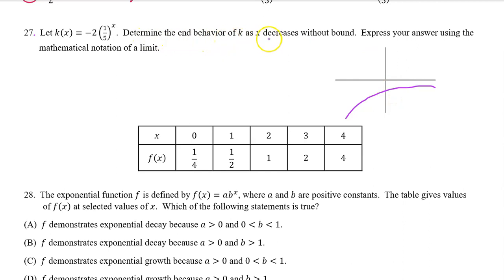They want the end behavior as x decreases without bound. That's another way of saying as x approaches negative infinity. Okay, so they want the left end behavior. So we will say the limit as x approaches negative infinity of k of x equals. All right, as x approaches negative infinity, k of x decreases without bound. It's falling, falling, falling. So the limit is negative infinity.